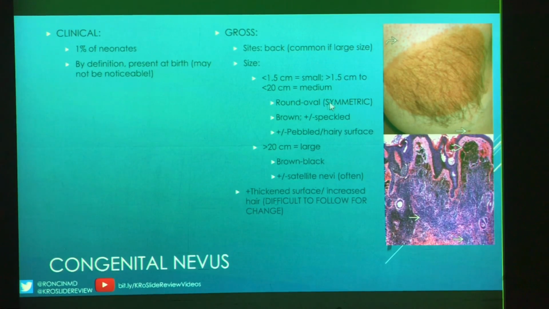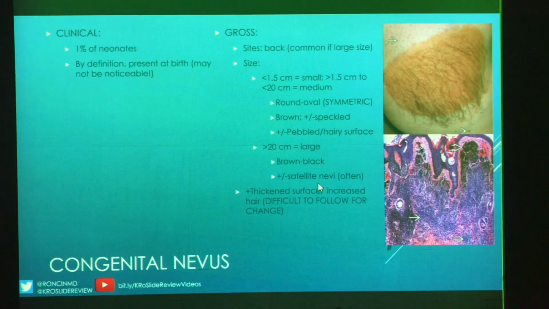They tend to be symmetric, okay? They can have a pebbled or hairy surface, so we can see in the picture here how we have hair coming out of it. Again, that's usually a feature that we see with benign lesions. And with those large lesions, you may or may not see satellite nevi, and what that means is just smaller nevi in the area.